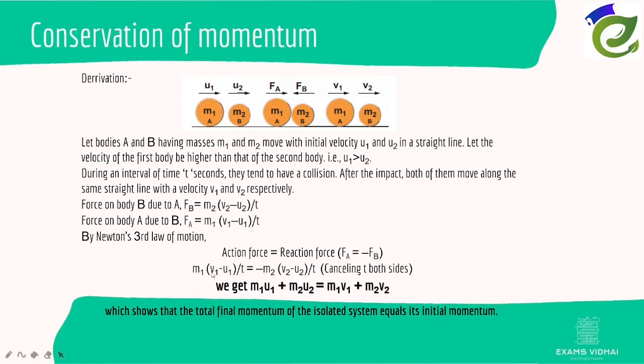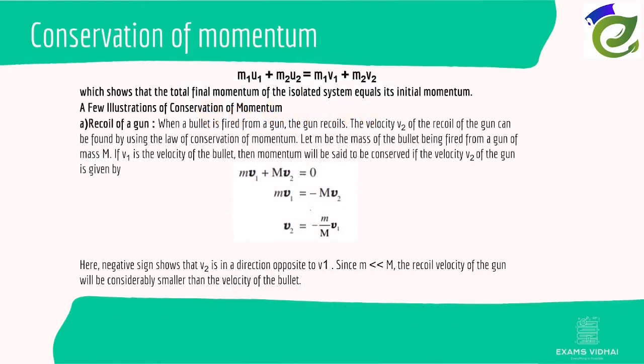By cancelling t on both sides and rearranging the terms, finally we get m1 u1 plus m2 u2 is equal to m1 v1 plus m2 v2. This shows that the total final momentum of an isolated system is equal to its initial momentum, or simply, the momentum before collision is equal to the momentum after collision. Hence our case is proved.